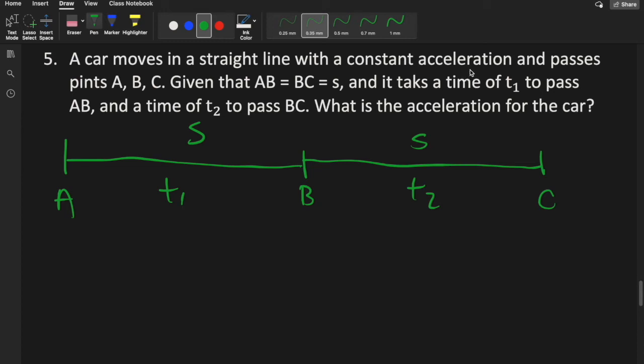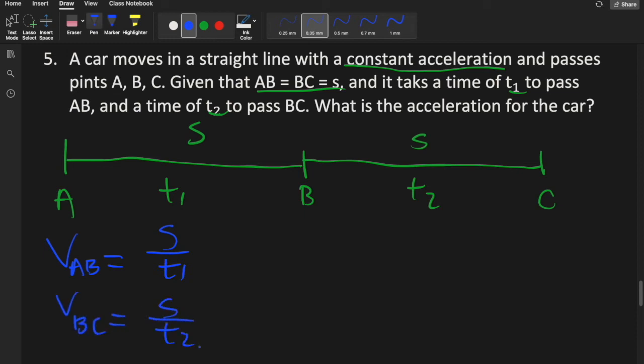And what else do we know for this problem, or what can we know from the information we are given? Well, it seems that we only know two things: the distance and the time, and another thing is a constant acceleration, right? But from displacement and time, we can know the average velocity. So average velocity for AB is equal to S over T1. And average velocity for BC is equal to S over T2, right?